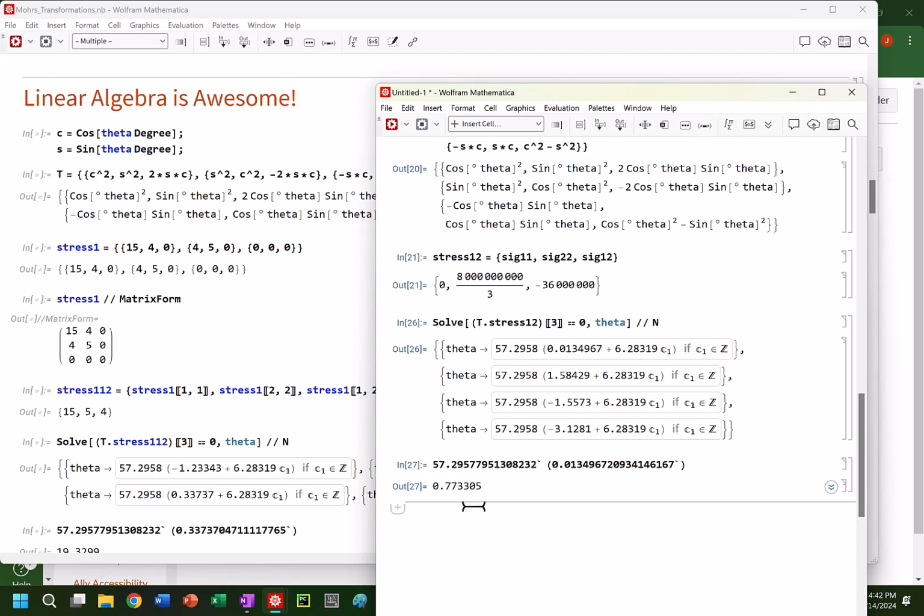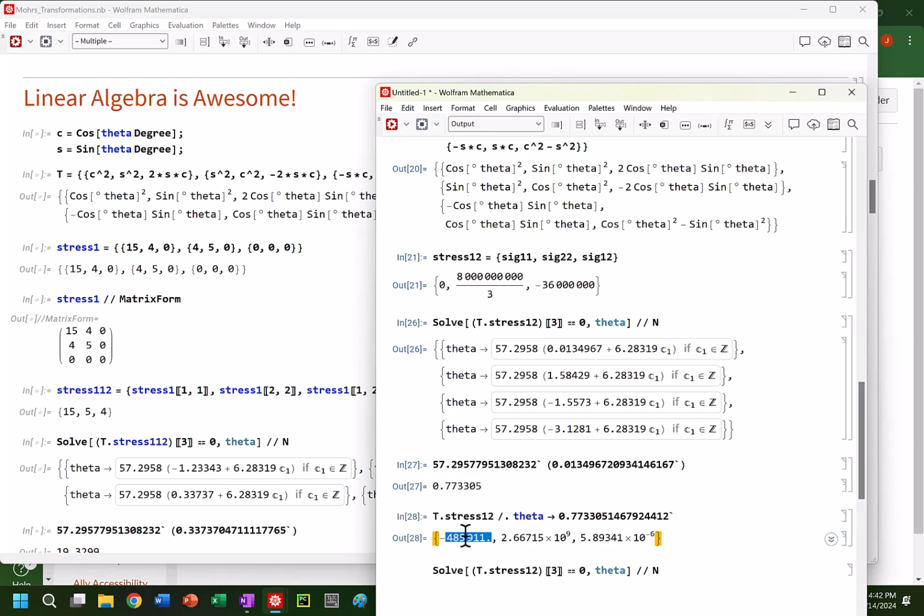If I'm trying to find the value of the maximum, all I have to do is do t.stress 1, 2 slash dot theta goes to this value. We can confirm it. So if I do this rotation, this is my new stress in the 1, 1, my new stress in the 2, 2, and you see here this is basically and effectively 0.